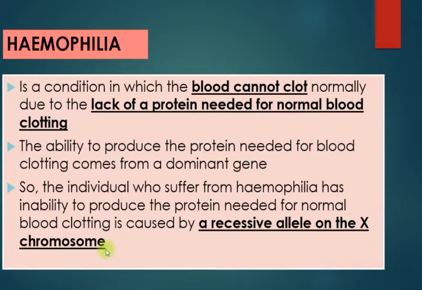What does it mean? The individual who suffers from hemophilia has a recessive allele on the X chromosome. So when there is a presence of the recessive allele on the X chromosome, the person is unable to produce the protein needed for blood clotting.